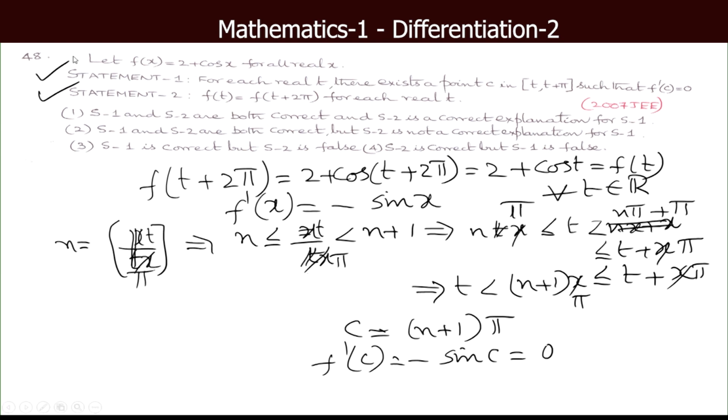But is statement 2 the correct explanation for statement 1? Certainly not. The periodicity of the cosine function is not the correct reason for statement 1 to hold. You can see the argument here for the validity of statement 1. So both statements are correct, but statement 2 is not a correct explanation for statement 1. So the second option is the correct answer.